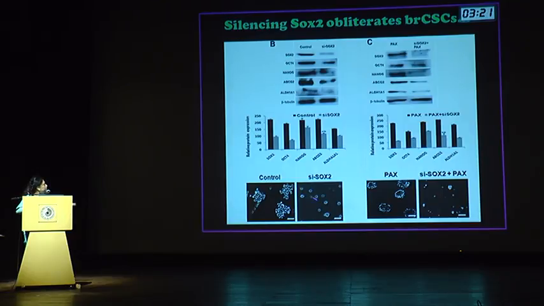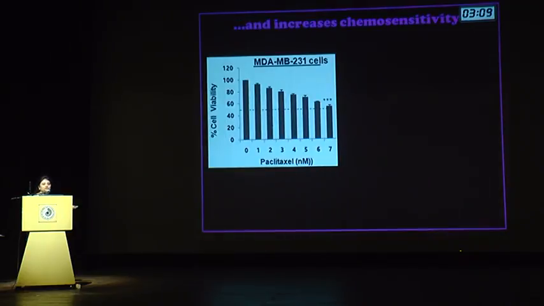And if you look at the formation of spheres, which were forming very well in the control phase, the cells were not able to form spheres, or not able to self-renew themselves. Next we wanted to see whether it was really linked to chemoresistance. We did an MTT assay, and we found that paclitaxel treatment could reduce cell viability, but only at a dose of almost 7 nanomolar.